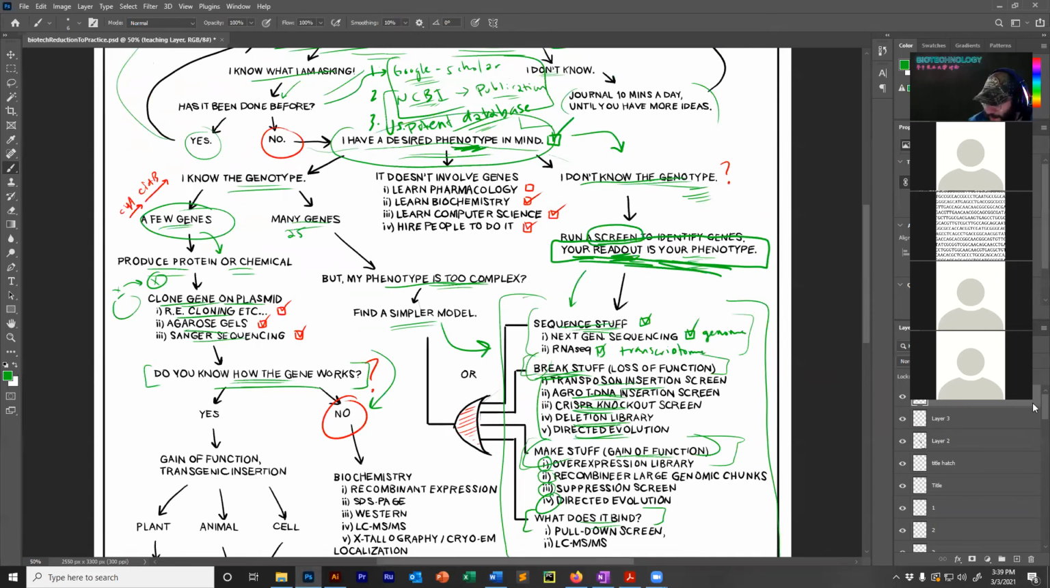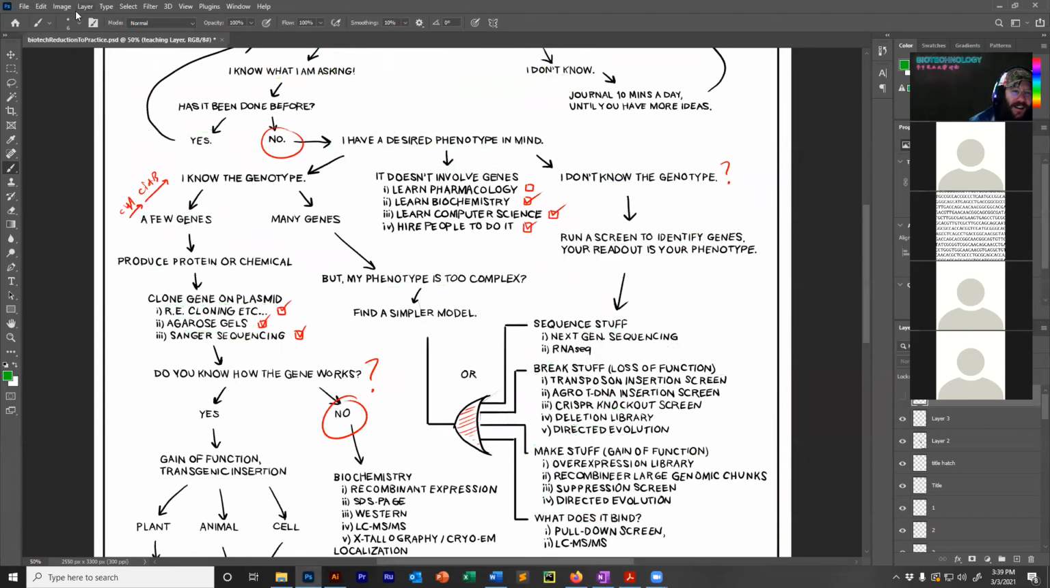There's so much green on this now. Let me see if I can get rid of this. There we go.